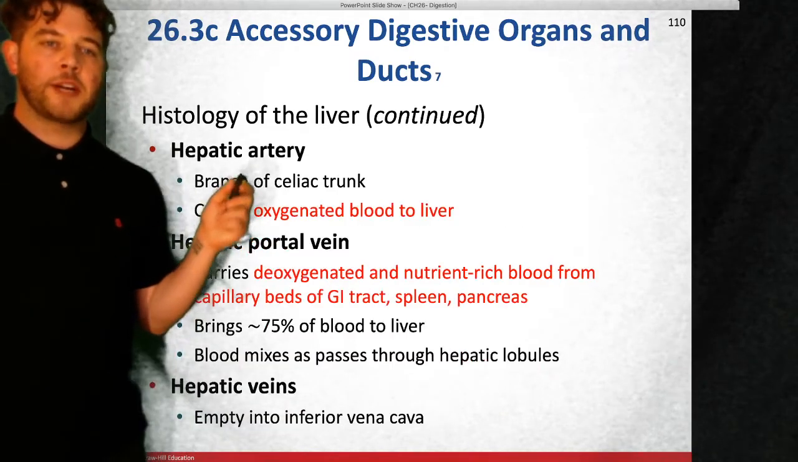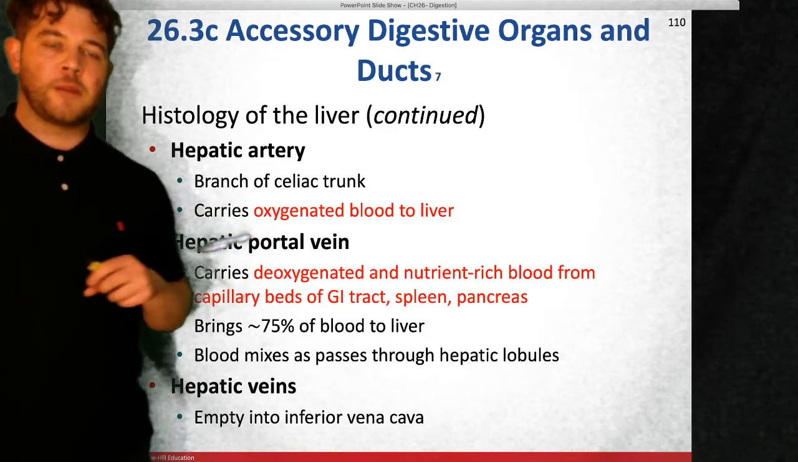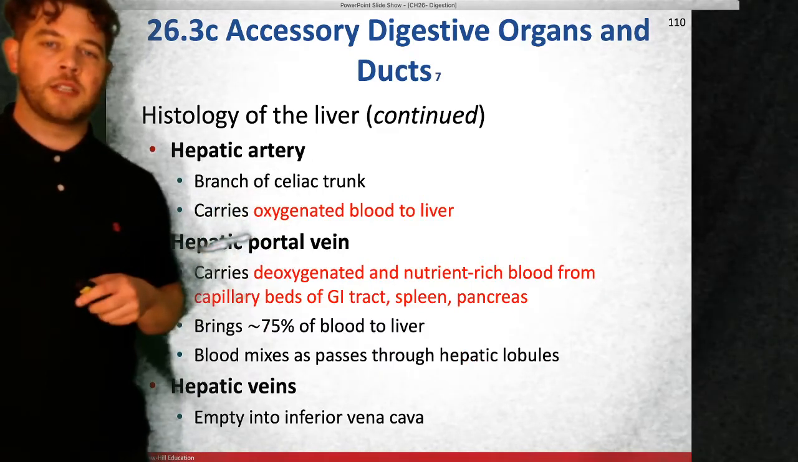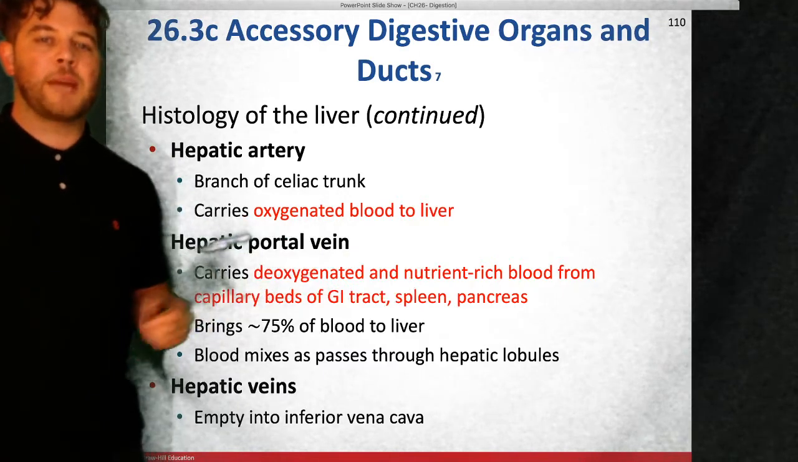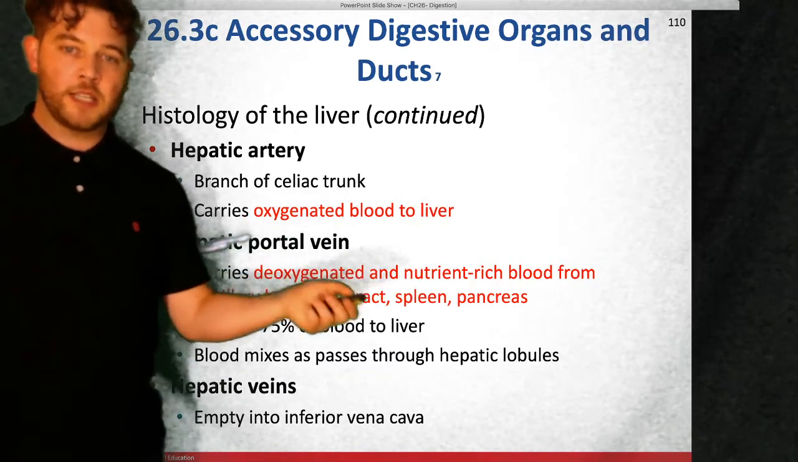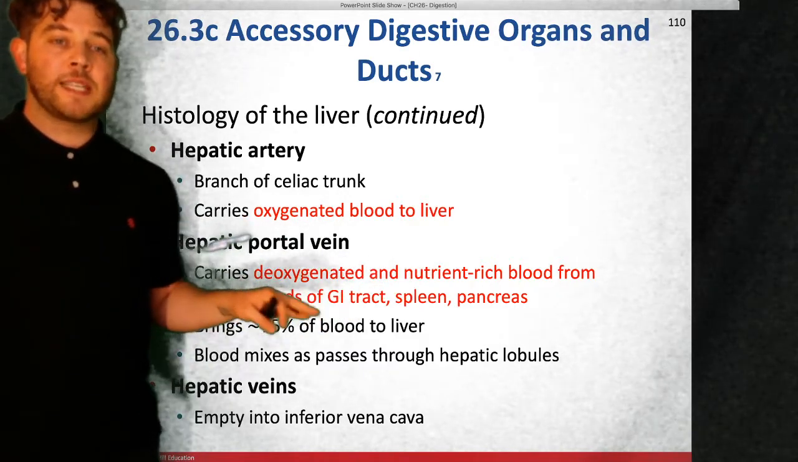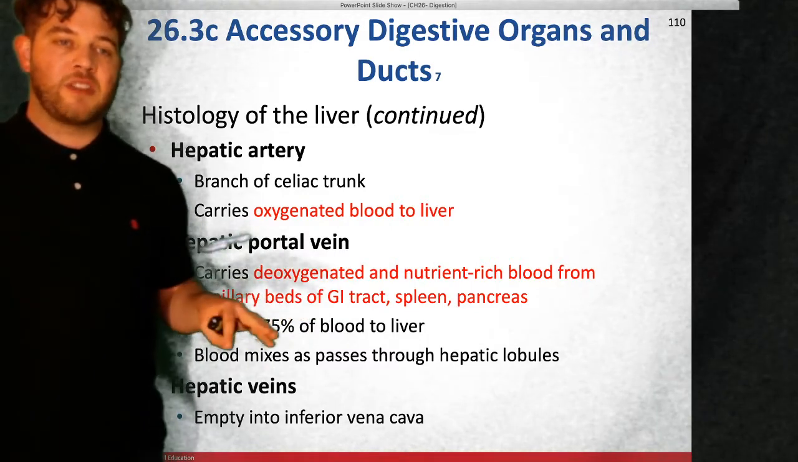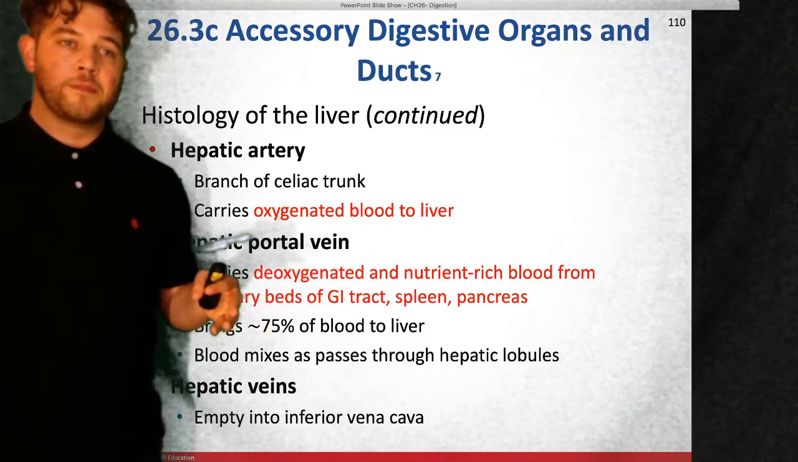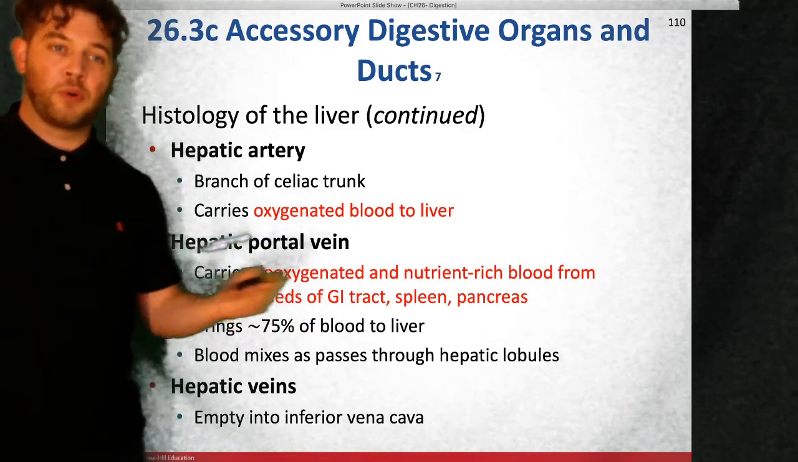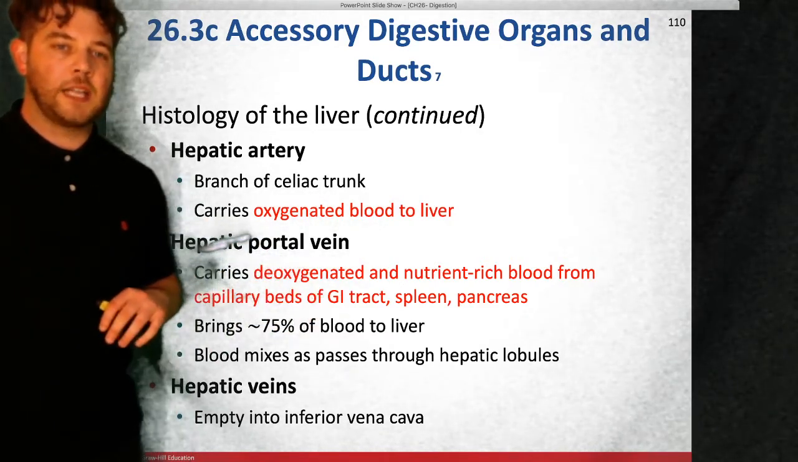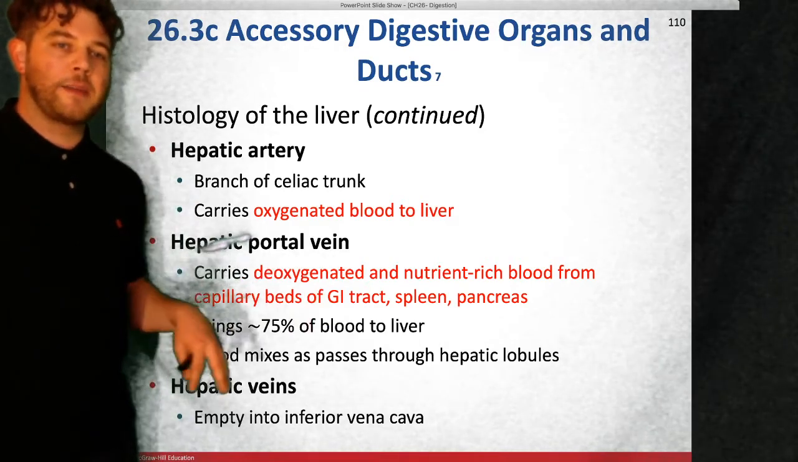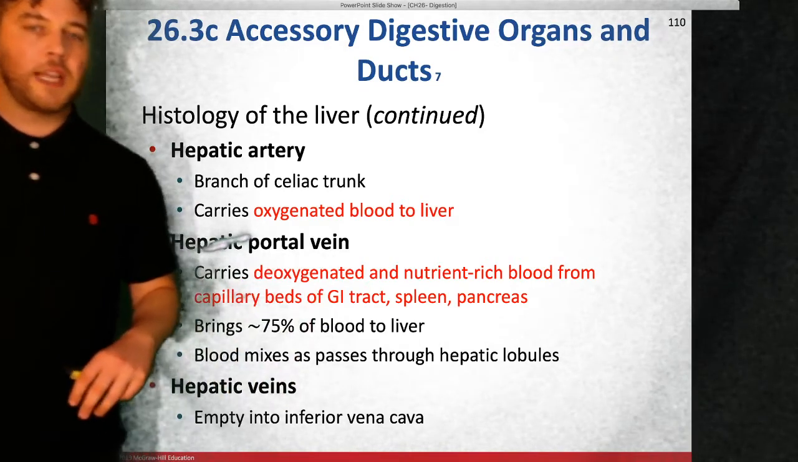So the hepatic artery is a branch of your celiac trunk off your abdominal aorta, and carries oxygenated blood to the liver. The portal vein carries deoxygenated, nutrient-rich blood from the capillary beds of the GI tract, spleen, and pancreas. It brings about 75% of the blood to the liver, so 75% of the blood flow coming to the liver comes from the portal vein. Blood mixes as it passes through hepatic lobules, and the hepatic veins empty again into the inferior vena cava.